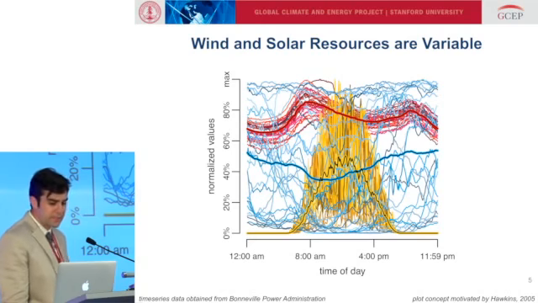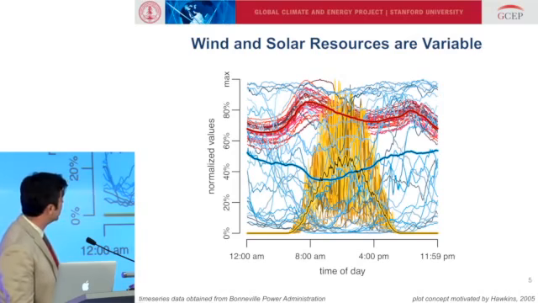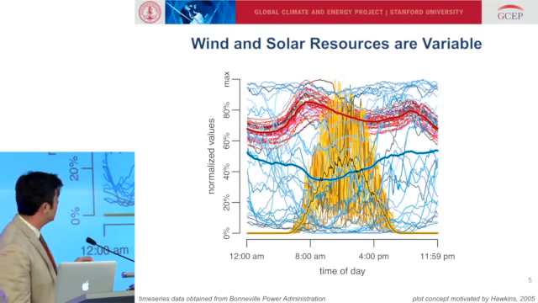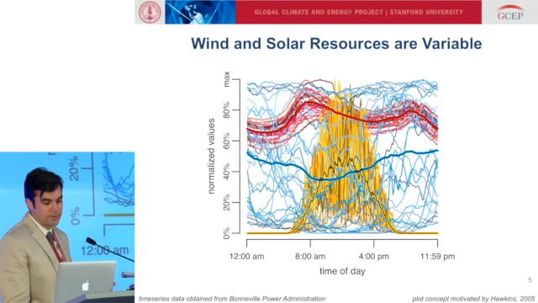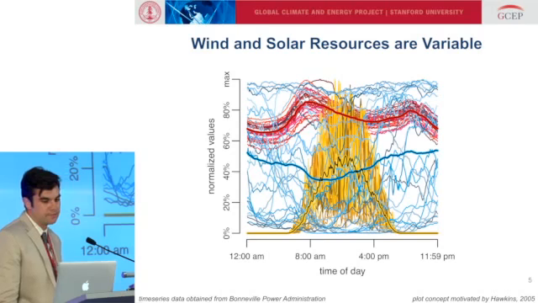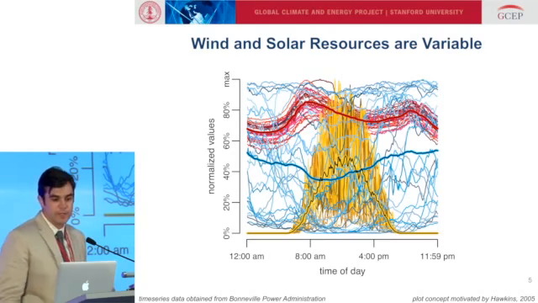But there is some good news here too. The average values are the bold lines with the black interior, and as you can see, solar and wind complement each other. There's solar power in the day, of course, and there's higher wind power during the night.